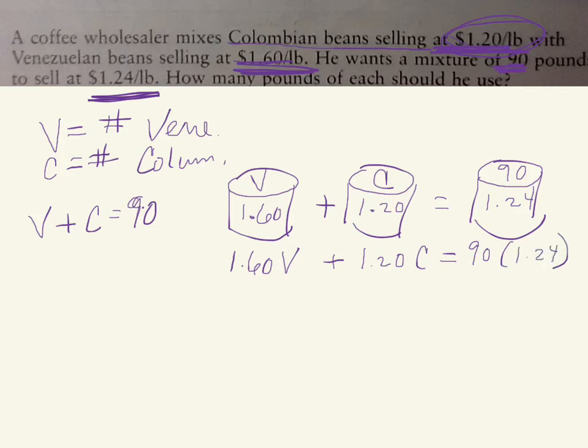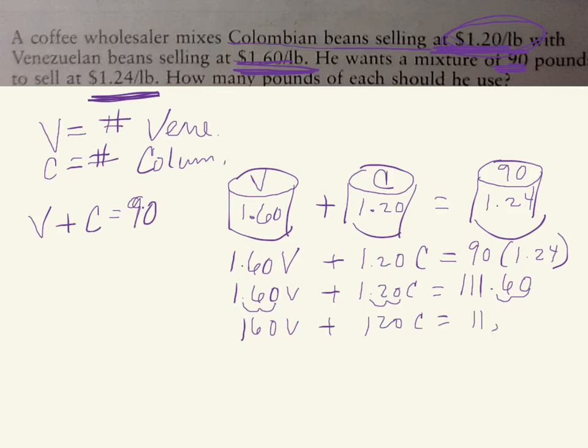So $1.60 times V gives you the cost of the Venezuelan, plus $1.20 times C gives you the cost of the Colombian, should equal, actually, $1.24 times 90. When I do that, I get 160V plus 120C equals 90 times 1.24, which is $111.60. I can move these decimals two places to the right, so I get 160V plus 120C equals 11,160, and I'm not working with decimals.